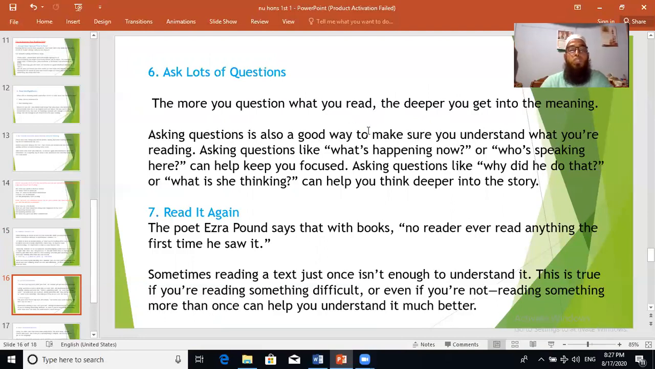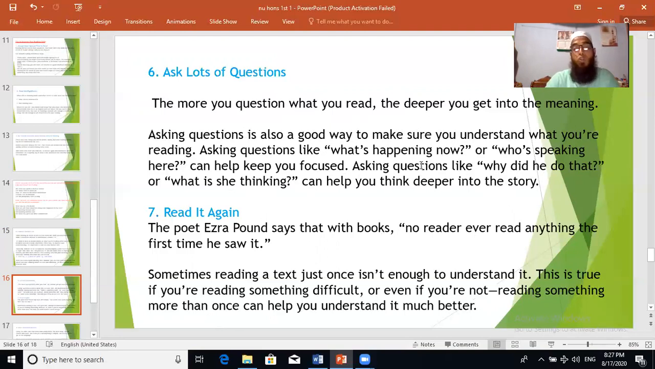So the more questions you can make, you will get the meaning of the context so easily or so comfortably. Asking questions is also a good way to make sure you understand what you are reading. Asking questions like what's happening now or who is speaking here can help keep you focused. Asking questions like why did he do that or what is she thinking can help you think deeper into the story. So these are the examples, this type of questions.